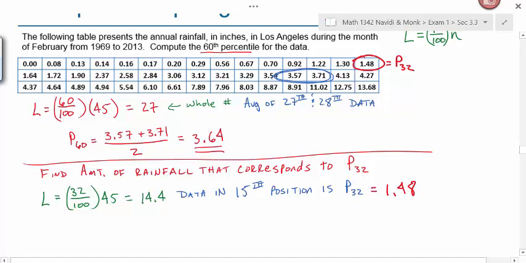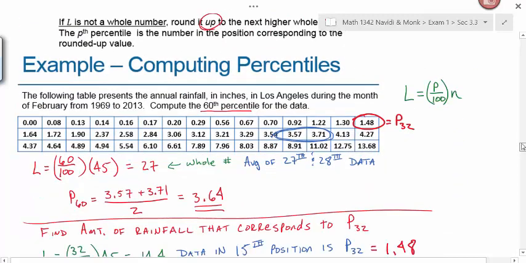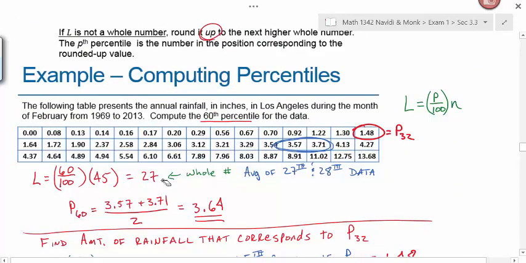That's something that I've said that you probably need to write down, or it's in step 3, but I don't think that it was clear when we read it. If our locator is a whole number, the pth percentile is the average of the number that we got for L and the next number. That's what I said right here. Since my locator was a whole number, I take the average of that number that I got and the next number, and then I average those two numbers together to get the percentile score.